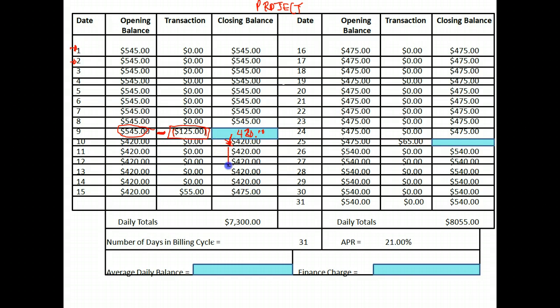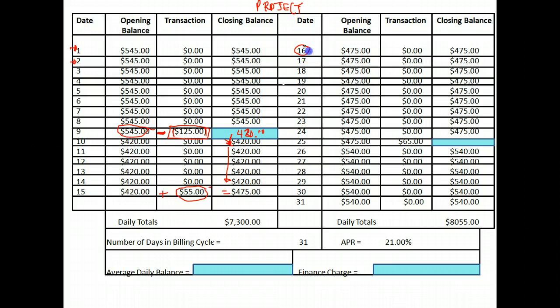So notice then he continues on. He has a balance of 420. Then he makes a transaction of 55, not in parentheses. That means it's something new he's charged on the account. It adds to the balance. So notice they added $420. They added 55. Got the new balance of $475.